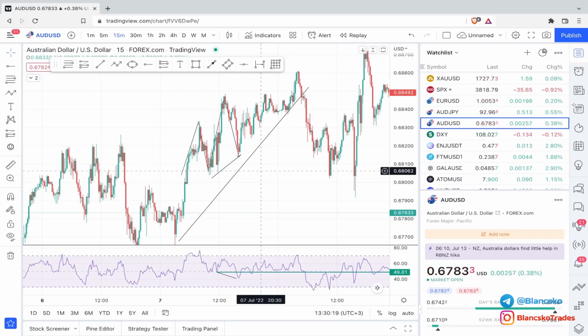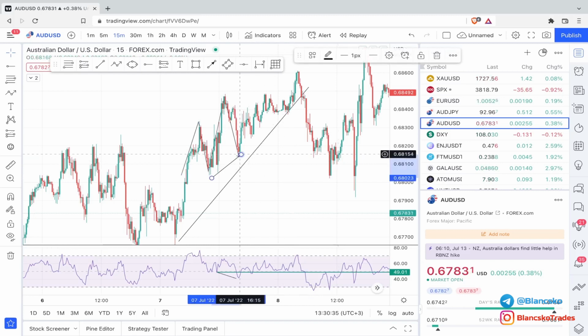All right, so very simple to see. If you see a higher low forming on a chart, but you see a lower low forming on the RSI, then that's a hidden bullish divergence. Okay, it's very simple to see.